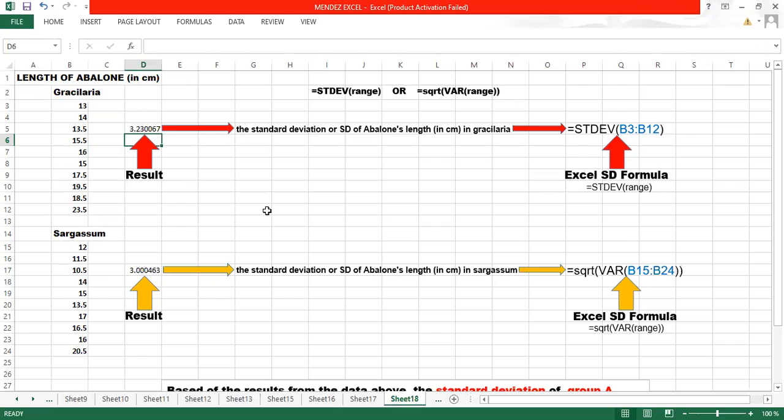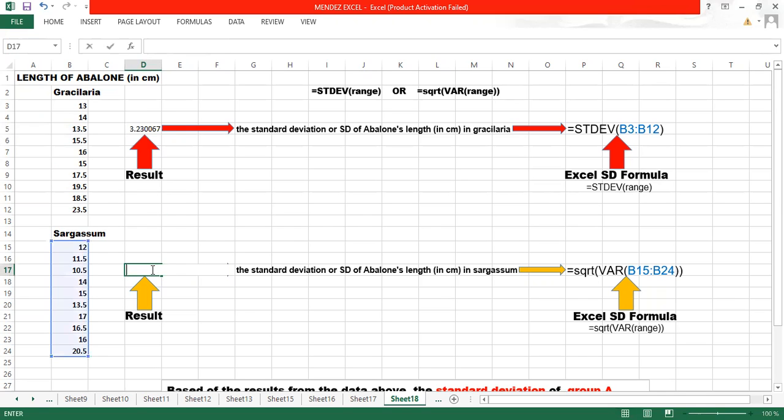3.230067. While in the Sarcodia, I use the standard deviation formula equals SQRT open parenthesis VAR open parenthesis range, close parenthesis, then close parenthesis. The highlighted cells are in column B and in rows 15 to 24, so our formula is equals SQRT open parenthesis VAR open parenthesis B15 to B24, close parenthesis, then close parenthesis. I will show you the actual computation.